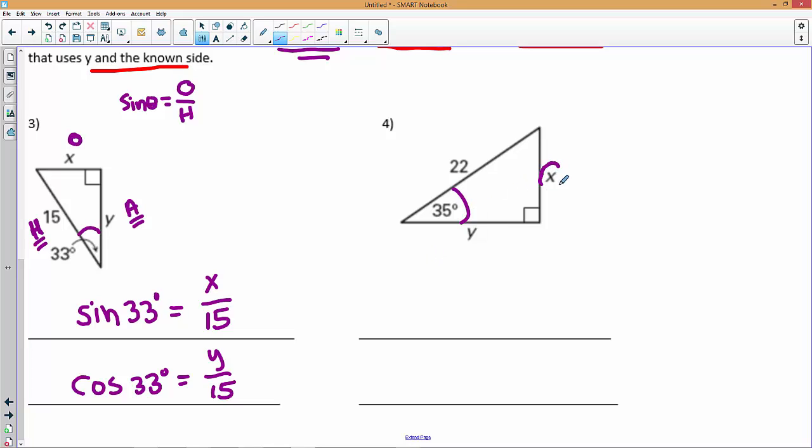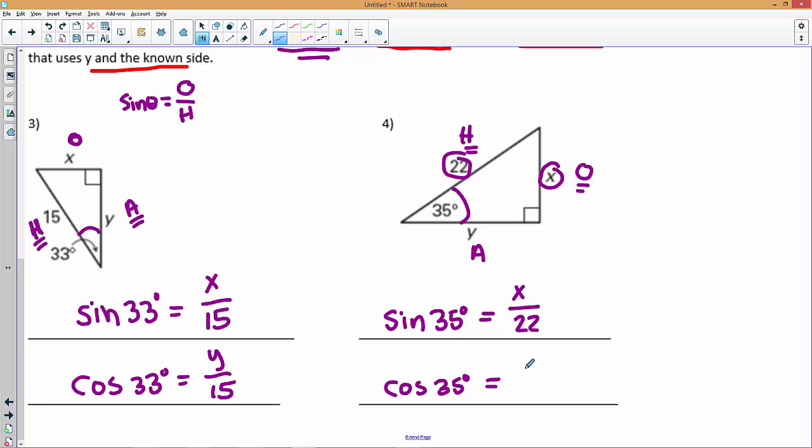Okay, so I want x and I want 22. Well, 22 is the hypotenuse, x is the opposite side of 35, and y is the adjacent, just like in our part 1 exercise that we did. If I want x, I'm going to use opposite, and the number that I know, hypotenuse. That's going to be, just like before, sine of 35 equals the opposite leg over the hypotenuse. Only one unknown, no blanks. To get y, it's going to be cosine of 35, because y is the adjacent. So it's going to be y over 22.